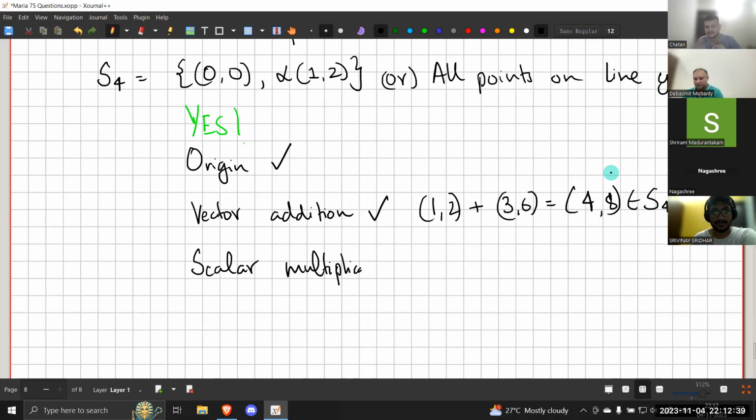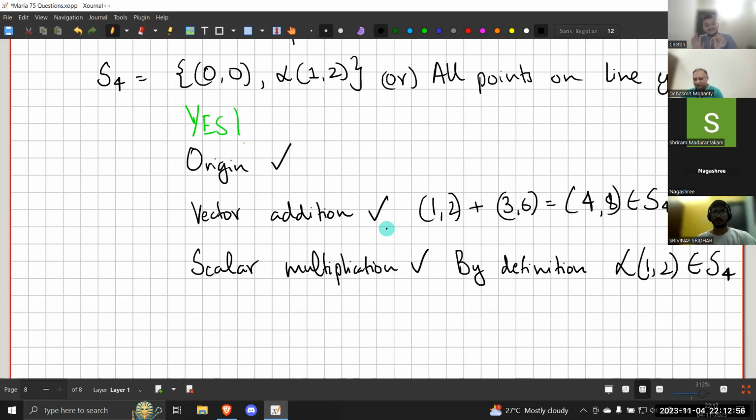And the addition of that is 4, 8, which is also part of the subset. And if we multiply it with some scalar quantity, that also is part of that subset. So we can finally call this a subspace.